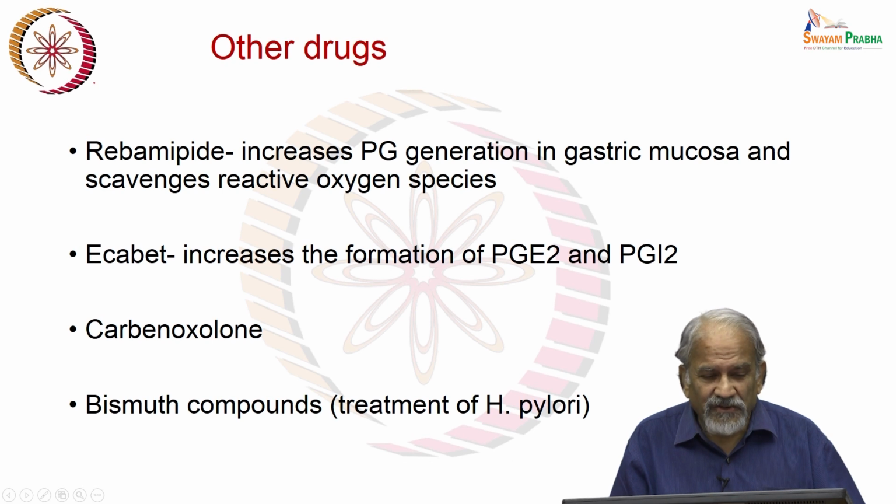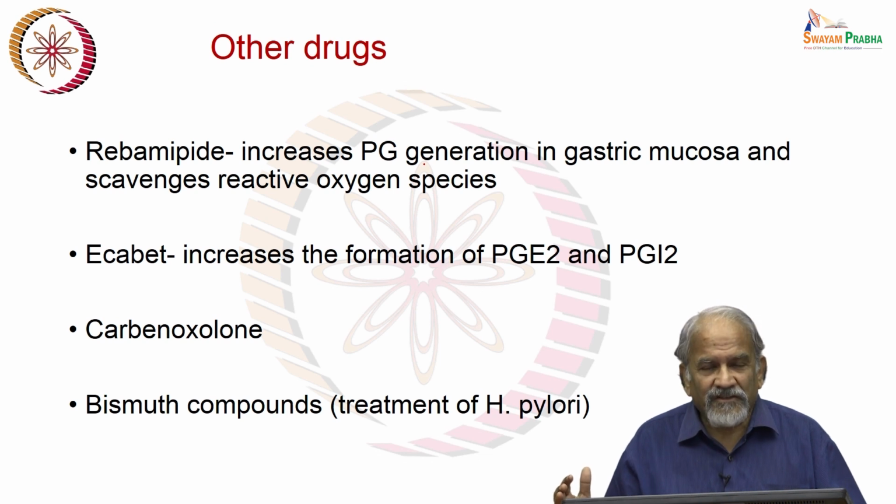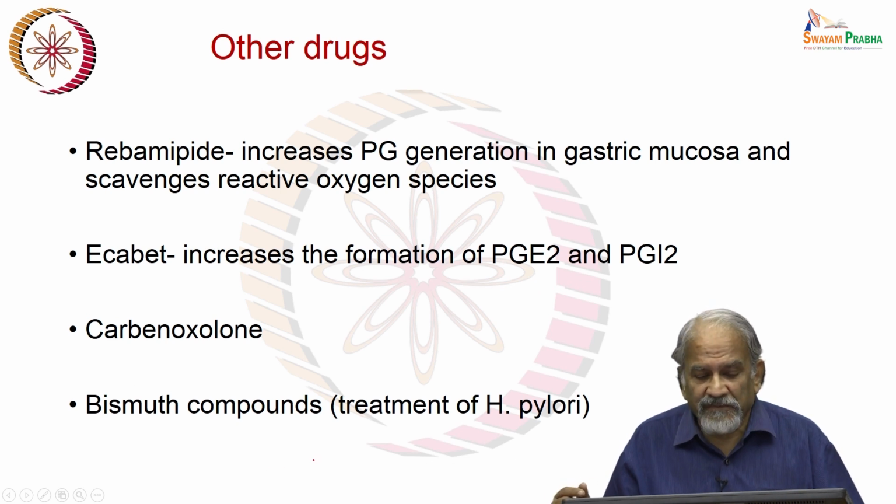Other drugs are also used, but I would not suggest you remember them so efficiently. That is, rebamipide increases prostaglandin generation. So, this is primarily reserved for non-steroidal anti-inflammatory drug induced ulcers, and ecabet also increases prostaglandin, but these are quite expensive, and bismuth compounds are used for the treatment of H. pylori.